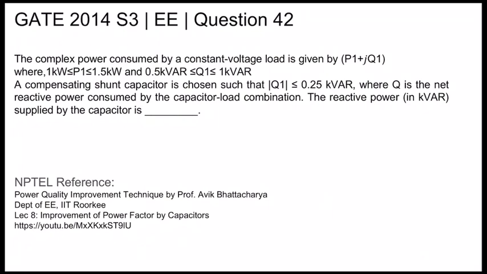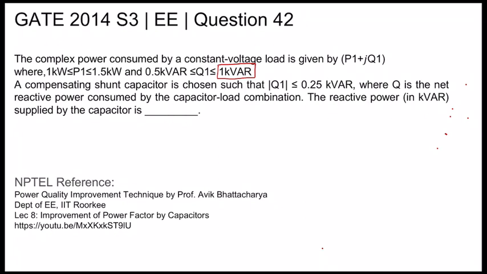So the design should be made such that the load does not draw beyond 0.25 kilovolt ampere reactive power from the source. Since it needs maximum 1 kilovolt ampere reactive power and 0.25 is the limit that it can draw from the source, the amount the capacitor has to supply maximum is 0.75. So 0.75 is the reactive power supplied by the capacitor.